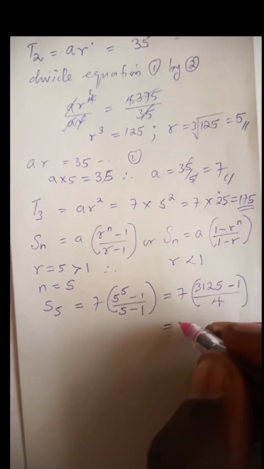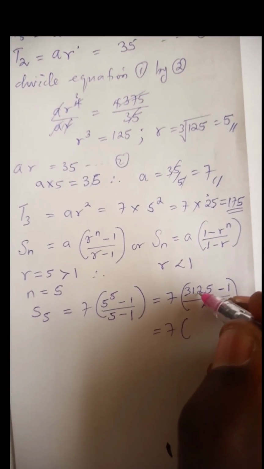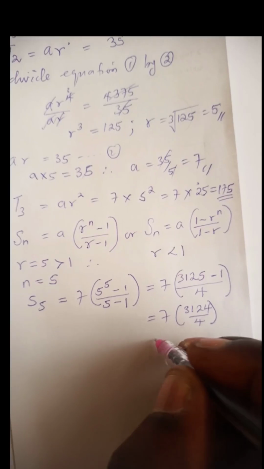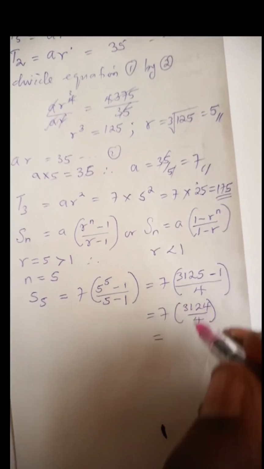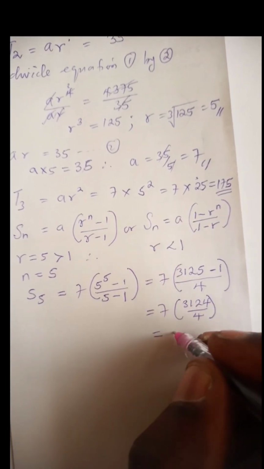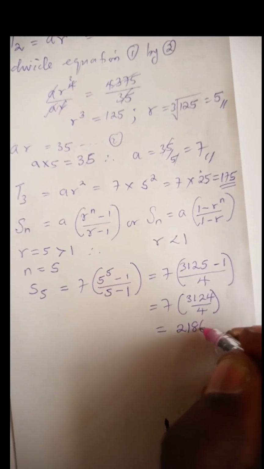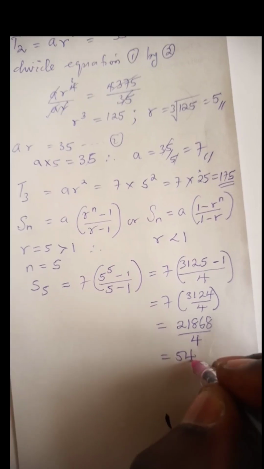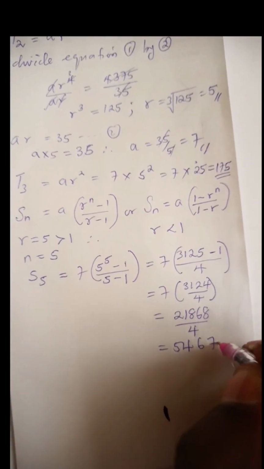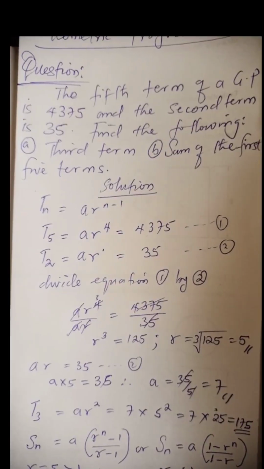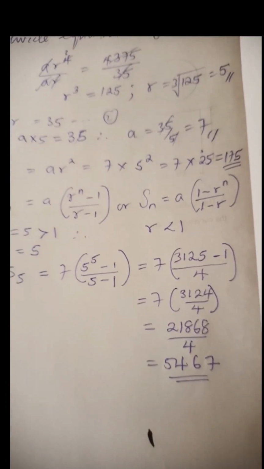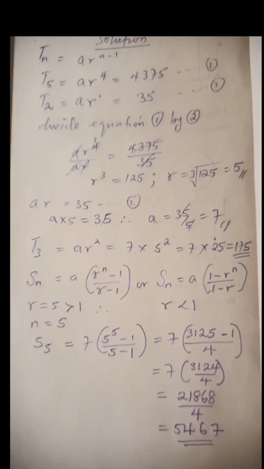So if we proceed with this, we have 7 into 3125 minus 1 will give you 3124 divided by 4. So 7 times this value, 3124, will give you 21868 divided by 4 will be giving you 5467. So the sum of the first 5 terms will give you what? 5467. That brings us to the end of solving these problems.